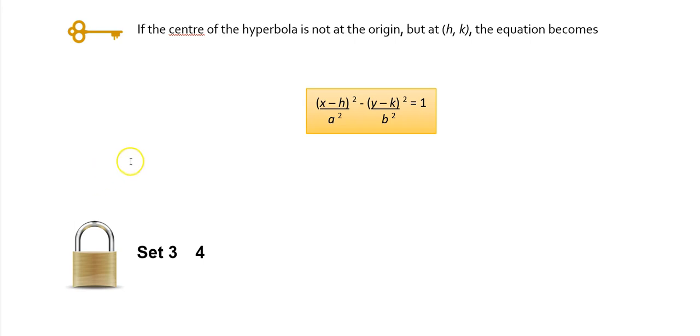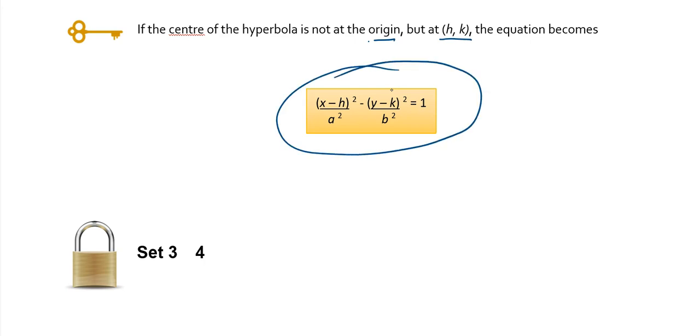Now, in the case when the centre of the hyperbola is not at the origin, not at 0, 0, but at some point h, k, our equation takes this form, as you would probably expect. So we could now do number 4 out of set 3 as well.